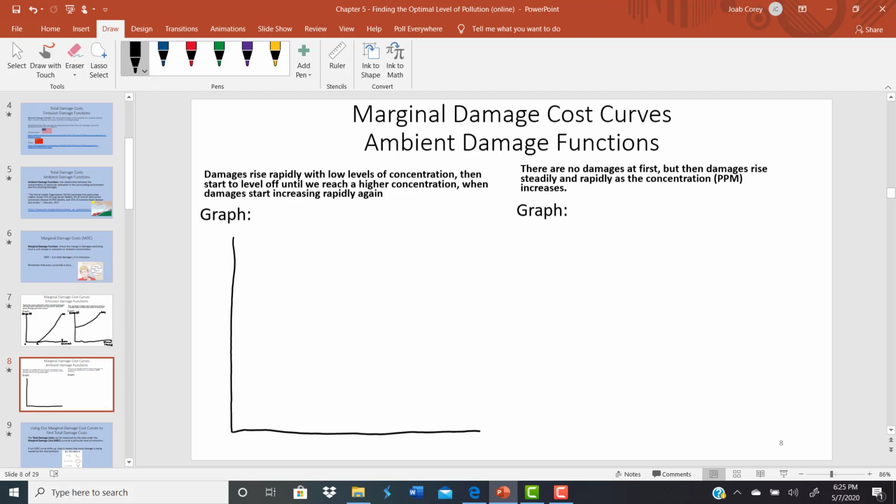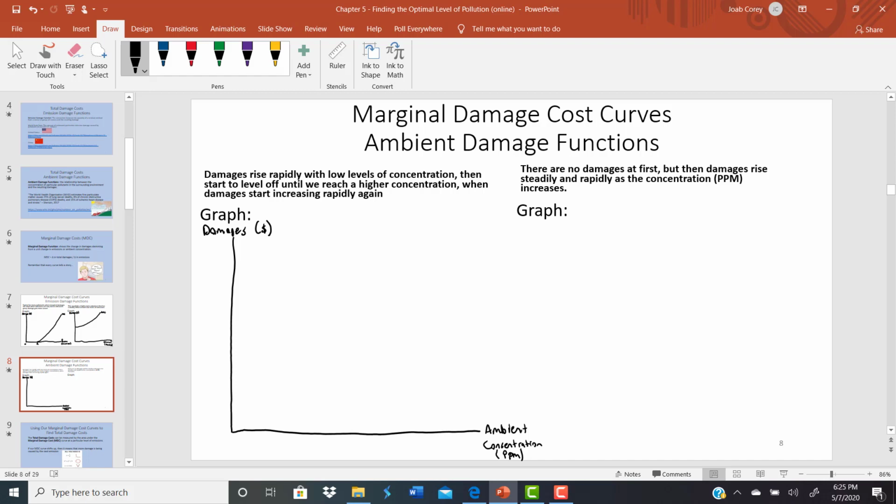So again, as we're graphing this out, we're going to be looking at damages on the vertical axis, once again maybe measured in dollars. And then we're going to be taking a look at ambient concentration this time, on the horizontal axis, because now we're looking at those ambient damage functions rather than those emission damage functions. And that's usually measured here in parts per million, so ppm.